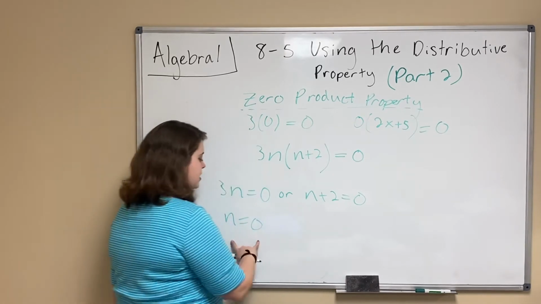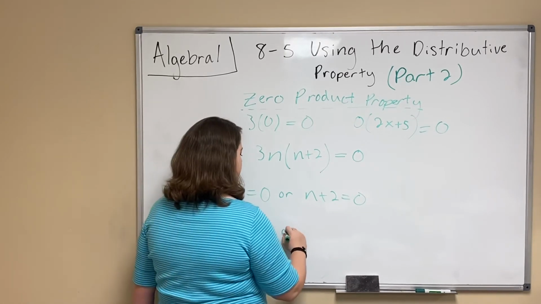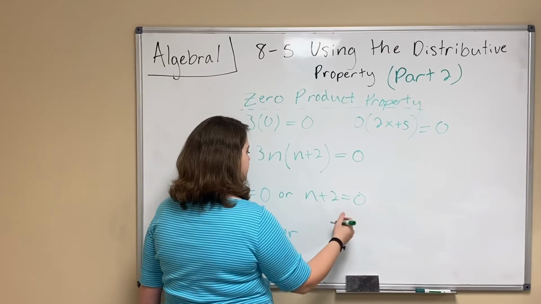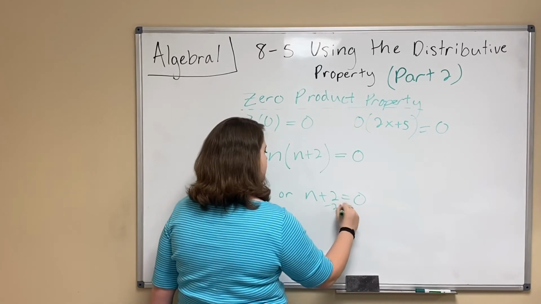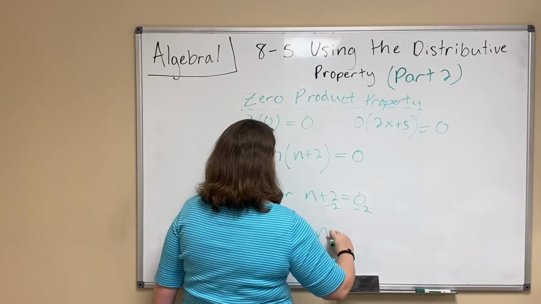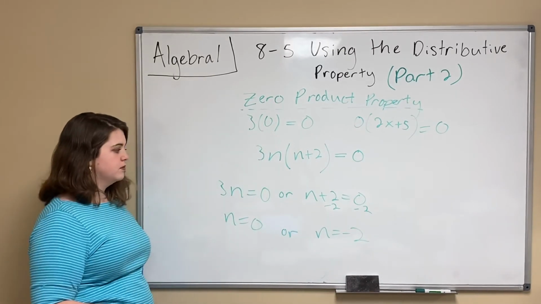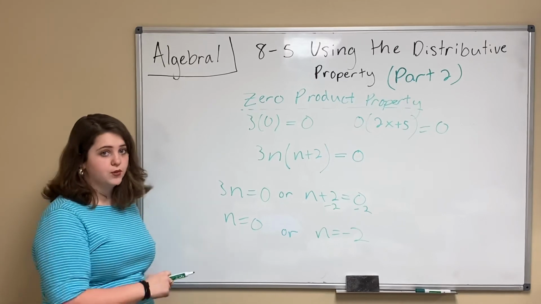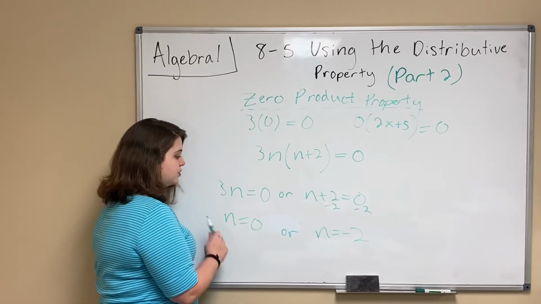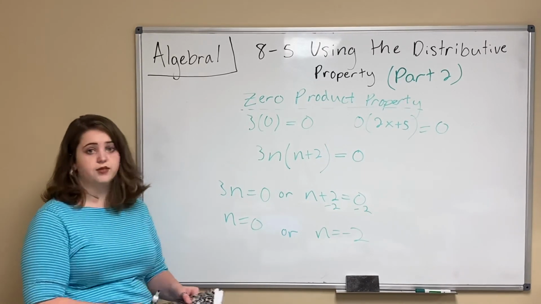Or, so either n equals 0 or n plus 2 equals 0, so minus 2, n equals negative 2. And that's our answer. We don't know which one it is. Either n equals 0 or n equals negative 2, or both.